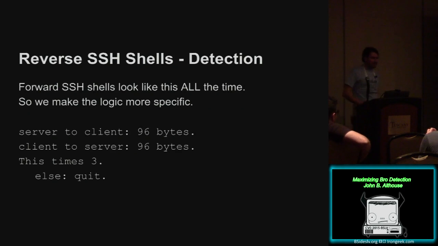Forward SSH shells look like that all the time, and that would be if you were to SSH into something and then SSH from that host into something else, and then type like that. That forward SSH shell would have those 96 byte packets going back and forth all the time.